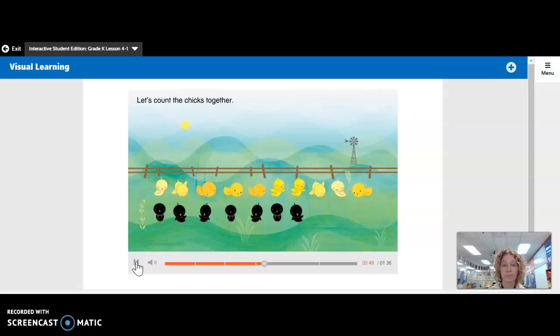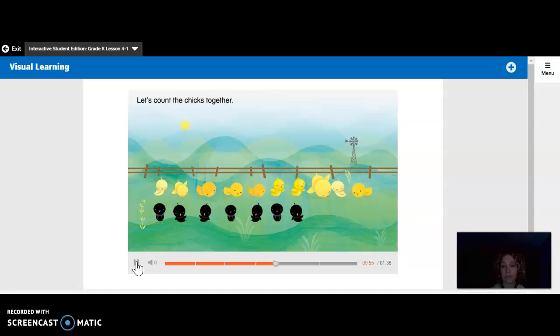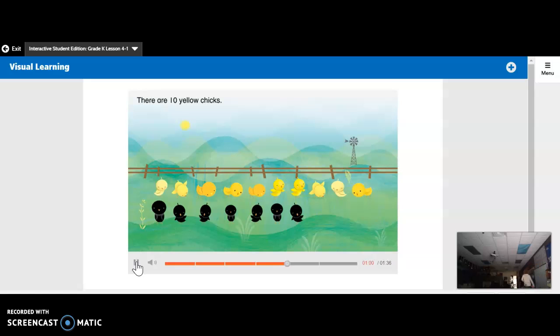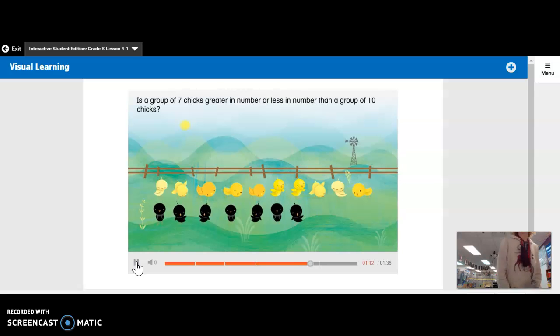Let's count the chicks together. There are 10 yellow chicks. There are 7 black chicks. Is a group of 7 chicks greater in number or less in number than a group of 10 chicks? All right, so look at this group right here. This is the 7 chicks. Is this greater or is this less than? What do you think?